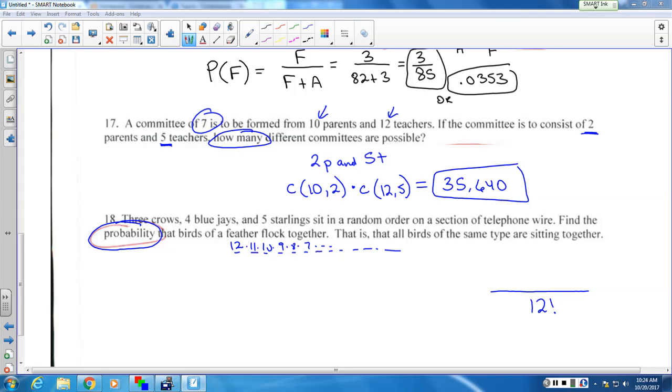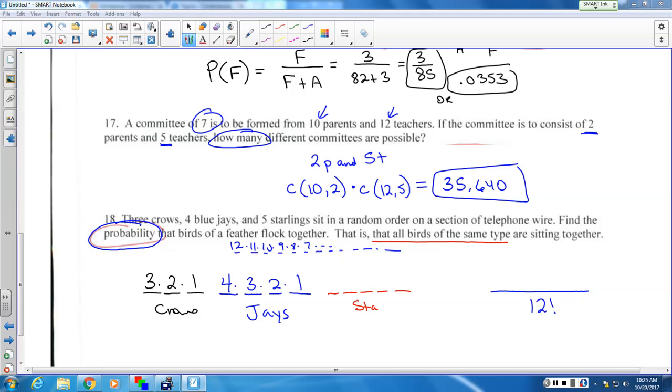Now I'm going to get specific because it says, find the probability that birds of a feather flock together. That is, all birds of the same type are sitting together. So I'm going to put the 3 crows right here. Any 3 of them can sit on the left, then 2, then 1. Then I'm going to put the 4 blue jays right here. Any 4 can sit on the left, then 3, then 2, then 1. Then I'm going to put the 5 starlings right here. Any 5 can sit on the left, then 4, then 3, then 2, then 1.